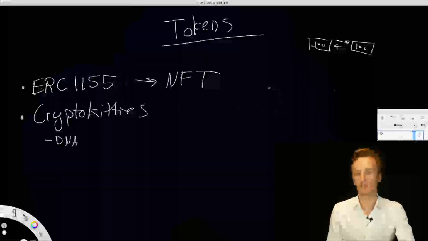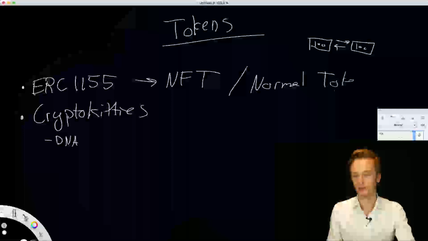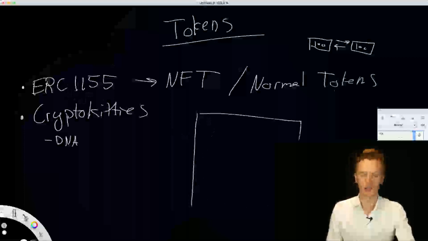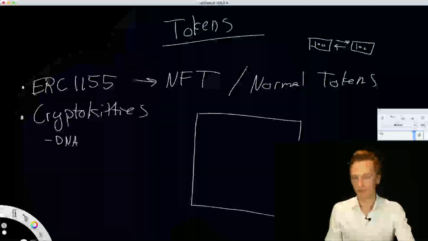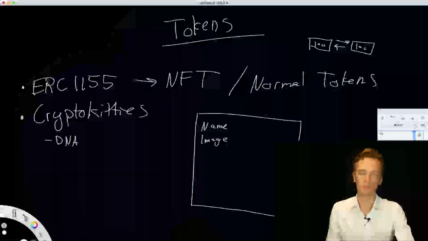And with ERC1155, we can actually choose if we want to create non-fungible tokens or normal tokens. It supports both. So with Engine, we have a lot of flexibility. But the point is that Engine will create these tokens for us, and we don't have to do it ourselves. And these tokens, they all have different properties. So for example, you have the name of the token, and you can have an image of the token. The image needs to be hosted somewhere else, but the link to the actual image can be within the token.